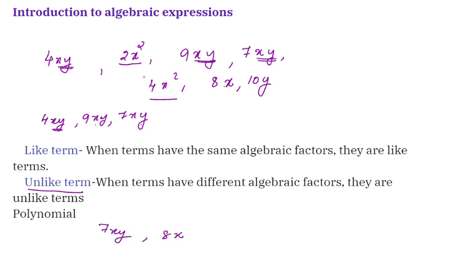What is the algebraic part here? Here the algebraic part is xy. And what is the algebraic part here? This is nothing but x. Is it the same? No, this is not the same. So this is an unlike term. Unlike terms have different algebraic factors. Like terms have the same algebraic factors. Understood? Now we can see some sums so that we can practice.